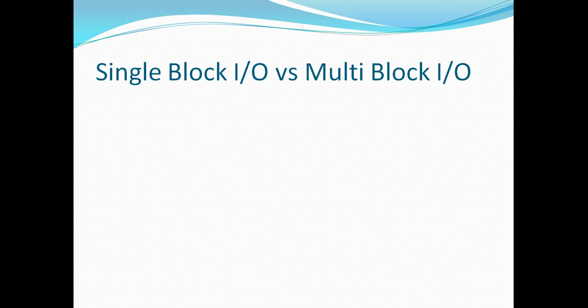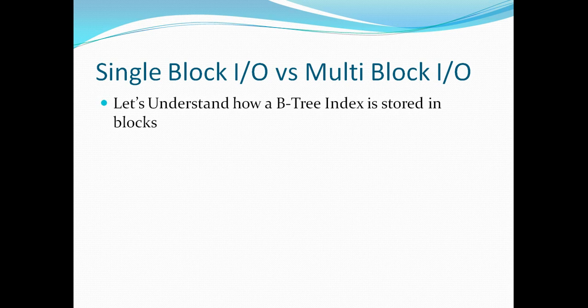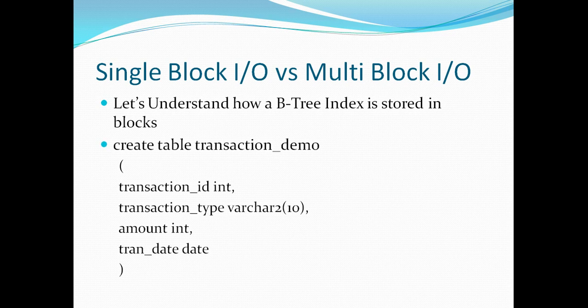In order to understand what a single block input output or a multiple block IO is, let's understand how a B-tree index is stored in blocks. We will understand that with the help of a transaction demo table, which has 4 columns: transaction ID, transaction type, amount, and transaction date. In my previous slide, I mentioned that indexes and tables are stored in blocks. Now we will physically see in SQL Developer how they are stored in blocks and how much storage they consume.